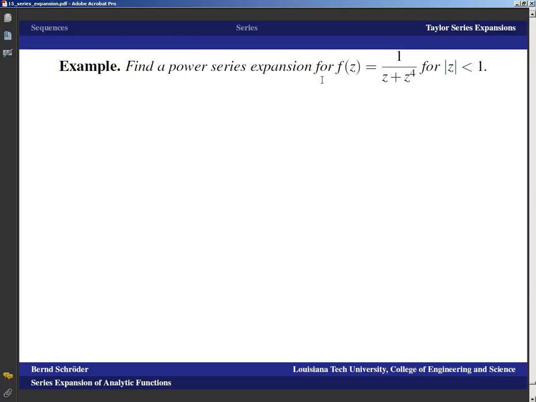Finally, we just want to take a look at an example that's sort of formulated like a homework problem. Find an expansion for f of z equals 1 over z plus z to the 4th for z absolute value smaller than 1. We will in the future be after these kinds of expansions quite a bit. So how do we find them? Well, 1 over z plus z to the 4th is 1 over z times 1 over 1 plus z cubed, and now we realize that's one of those 1 over 1 minus patterns.